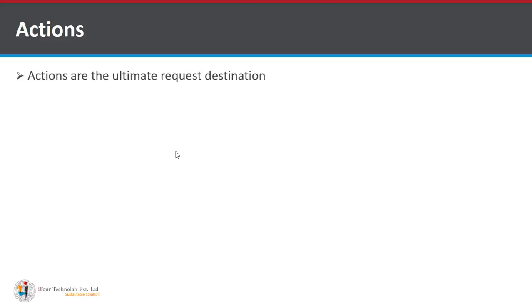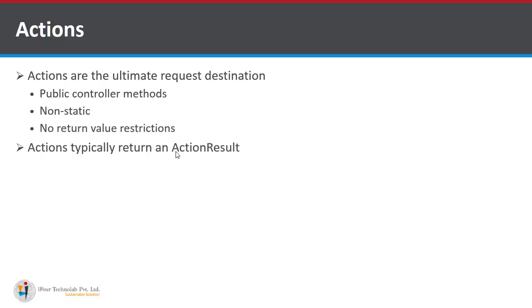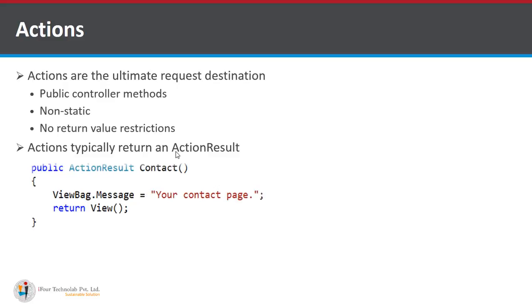So what is an action in MVC? Actions are the ultimate request destination. Actions are public controller methods, non-static, with no return value restriction. An action typically returns an action result. Here you can see an example.